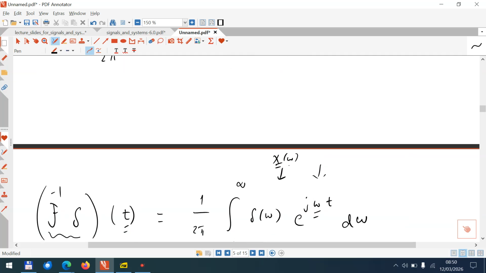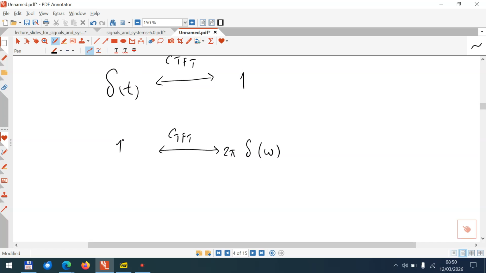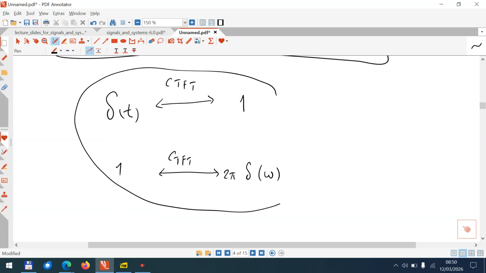So we discovered a new transform pair. Instead of starting with 1 over 2 pi, sorry, instead of starting with delta only, we start with 2 pi times delta. So now look at these two pairs. Constant 1 is the Fourier transform of delta, and 2 pi delta is the Fourier transform of 1. Yeah, it's a kind of duality, right?